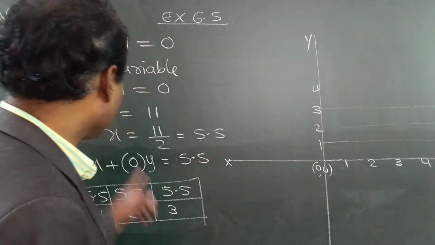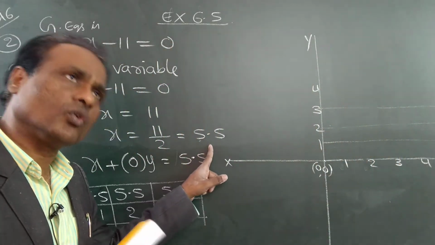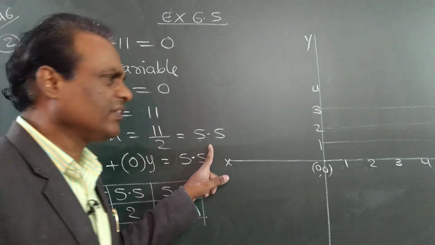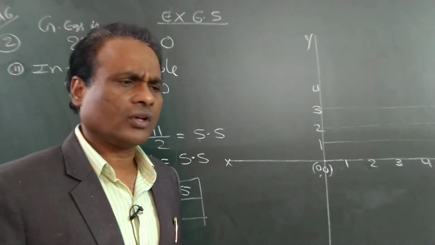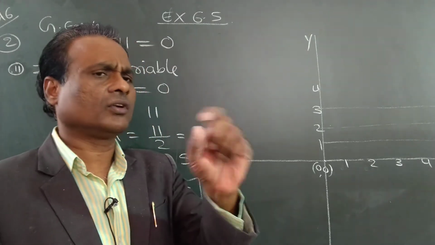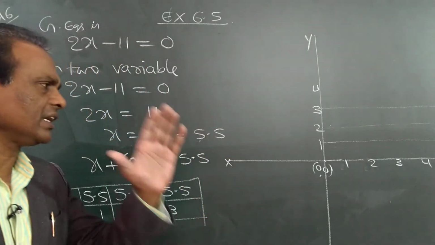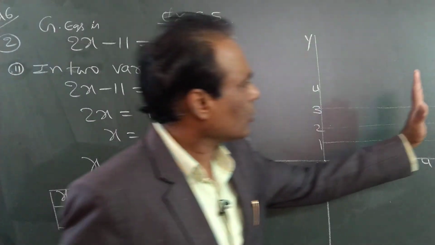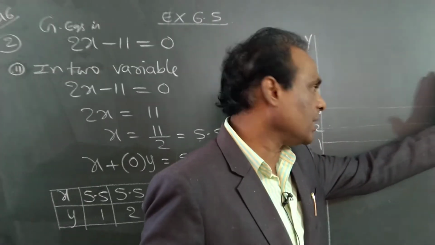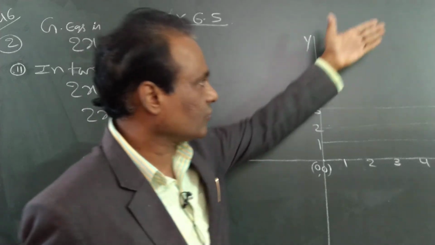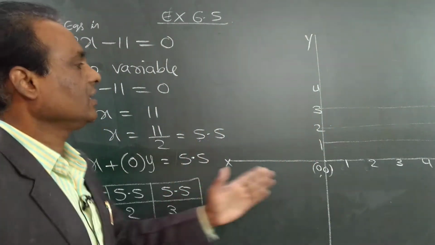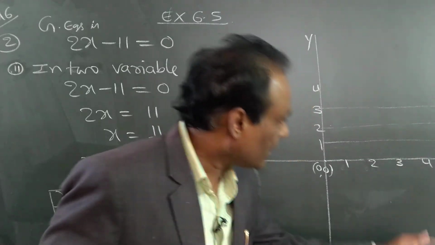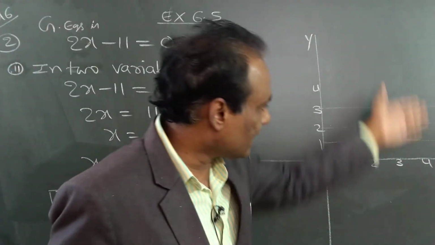I told you, x is equal to any constant: x is equal to 1, x is equal to 2, x is equal to 3 will always be parallel to the y-axis. I will give those notes also after completing the exercise, 2-3 definitions I will give. x is equal to any number, 1, 2, 3, 4, it will be parallel to the y-axis. x is equal to 5.5 like this. If x is equal to 5, you will get a line like this. x is equal to 4, a line like this.